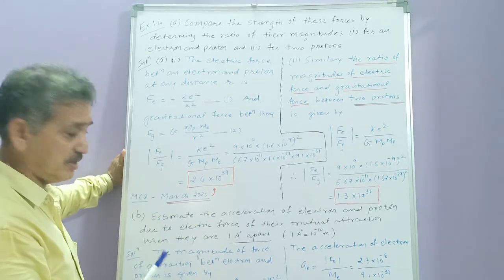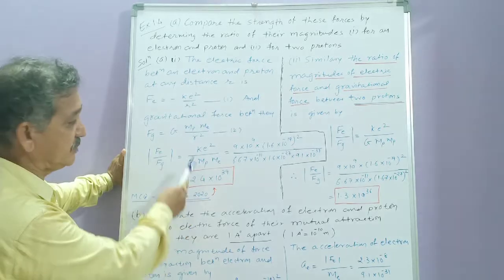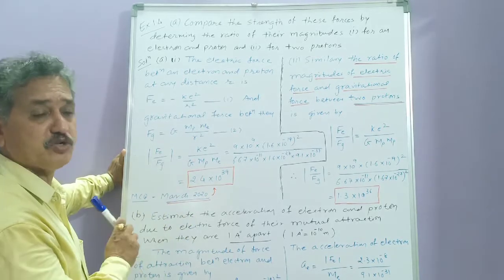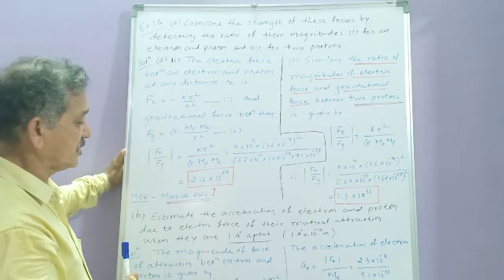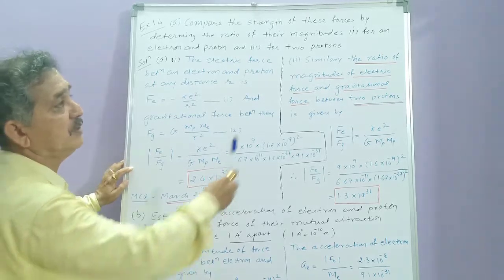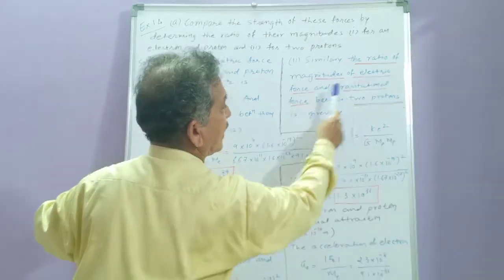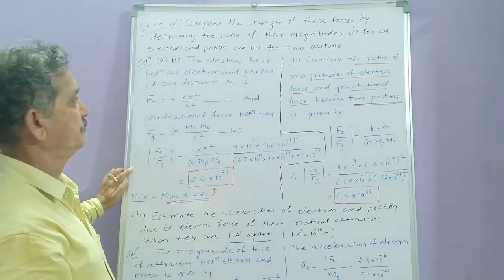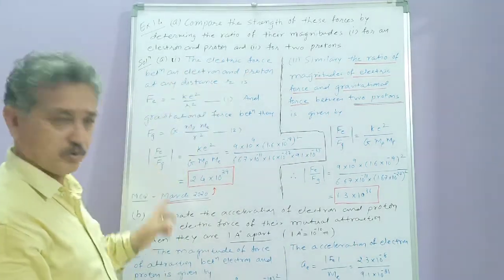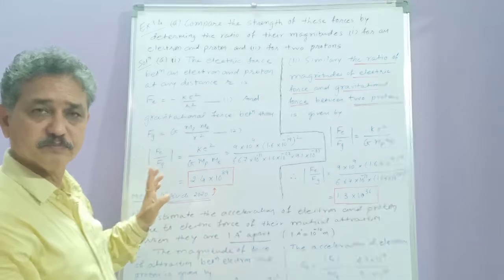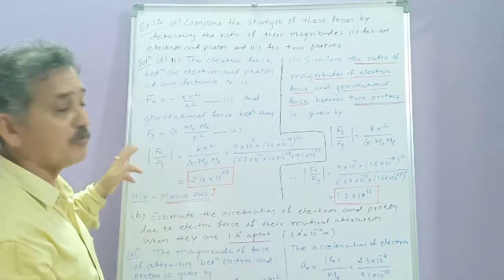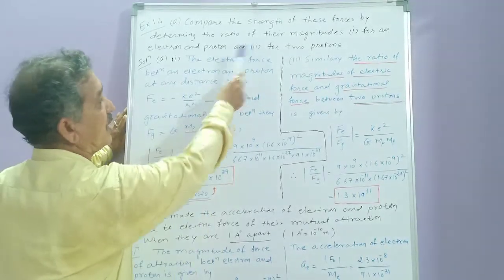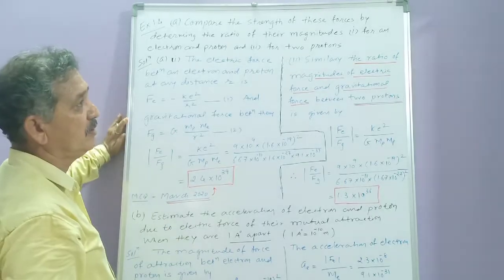We remember in this March 2020 exam, this has been asked as an MCQ. What was the question? The question is like this: the ratio of the magnitudes of electric force and gravitational force between electron and proton, and it is how much? This one.